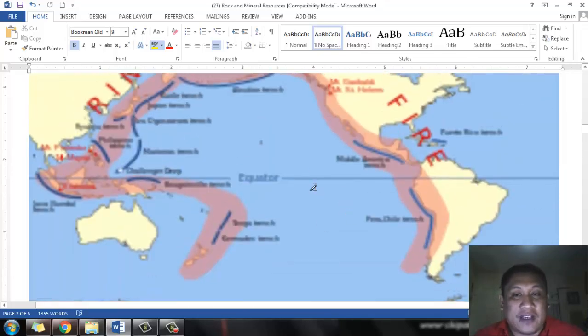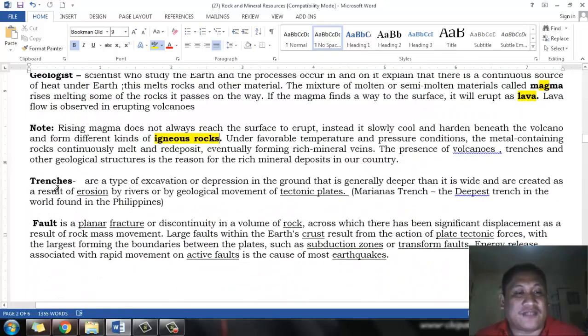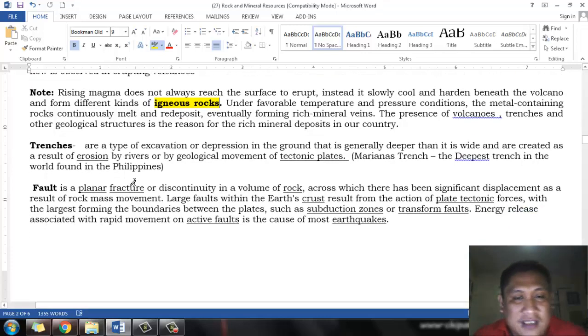And the Pacific Ring of Fire also has lots of trenches. What are trenches? Trenches are depressions in the ground, like a hollow beneath the ground or under the sea. And the deepest trench in the world is actually located in the Philippines. That is what we call the Marianas Trench. That is near the Davao area, where there are very deep trenches. We call it the Marianas Trench. So a trench is a depression.